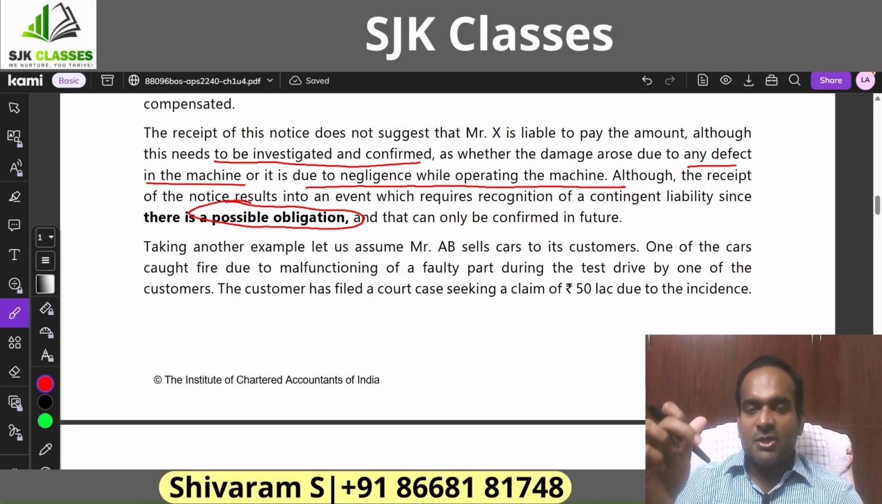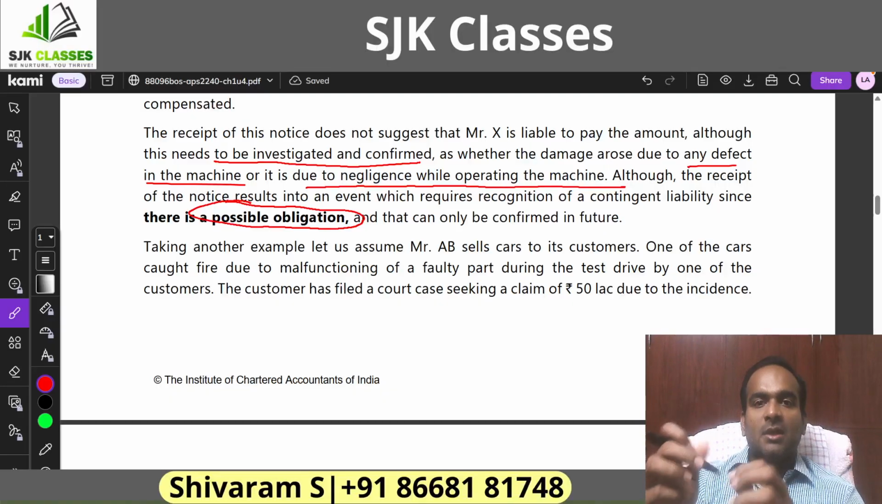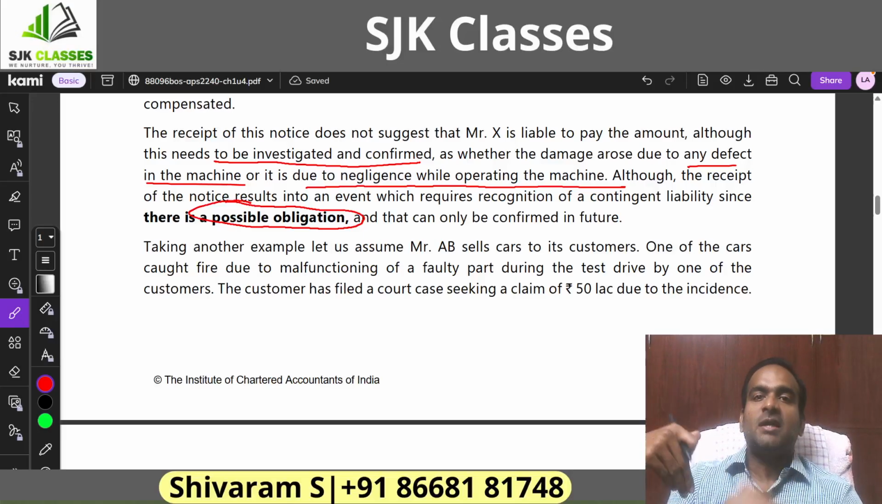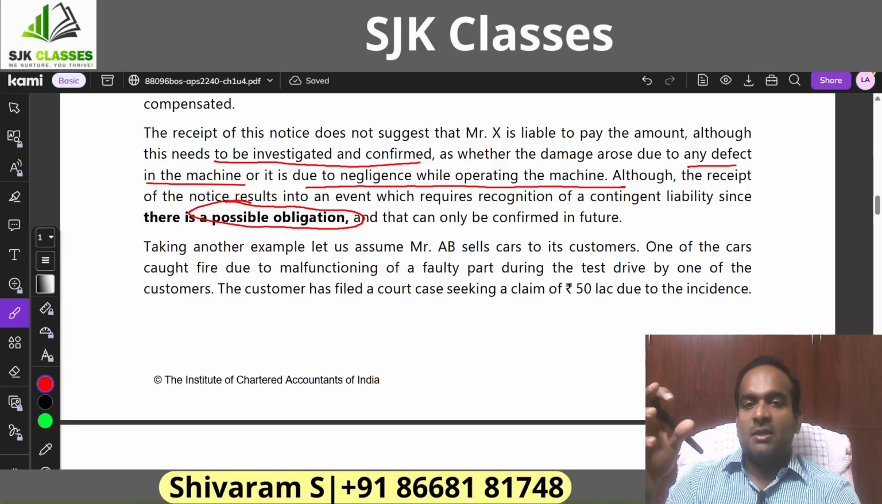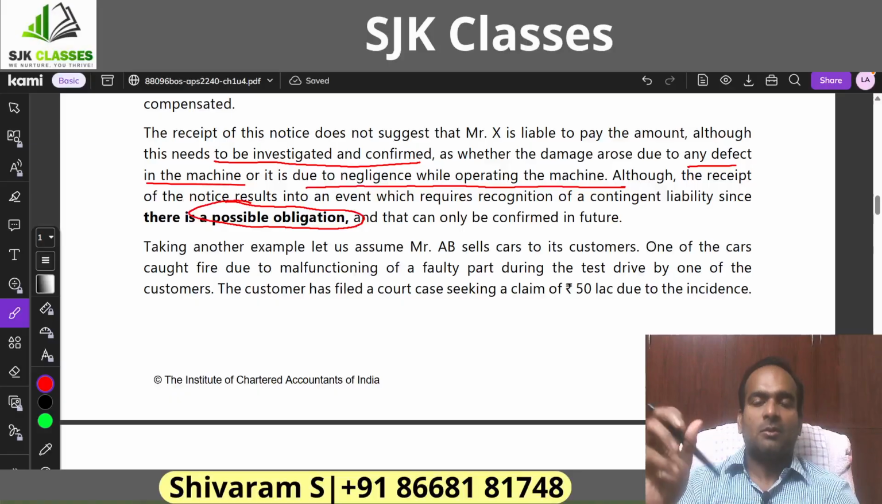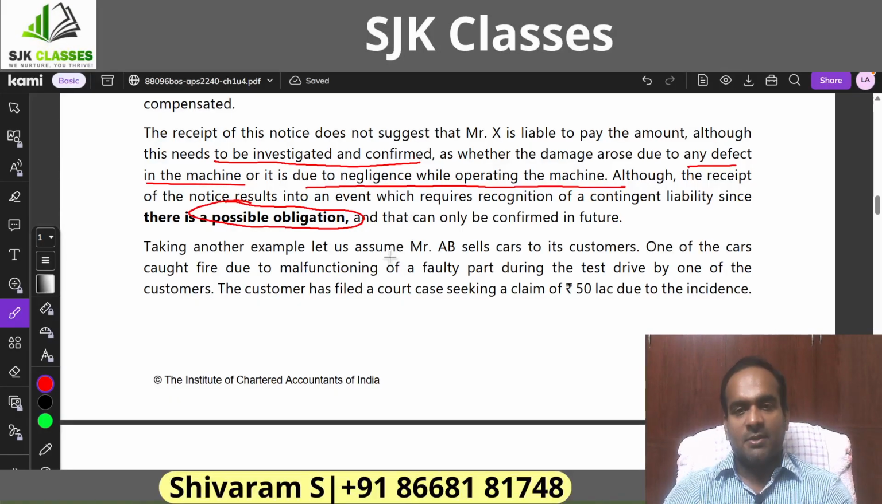This kind of information will be given as notes to accounts in the financial statements. So I repeat, contingent liability will not come into the books, because only the actual liabilities will be shown inside the books. Contingent liability will be shown outside the books, in the notes to accounts. In the notes to accounts, we have to say that the firm is liable to this person for so and so amount. That kind of information will be given to the users of financial statements.